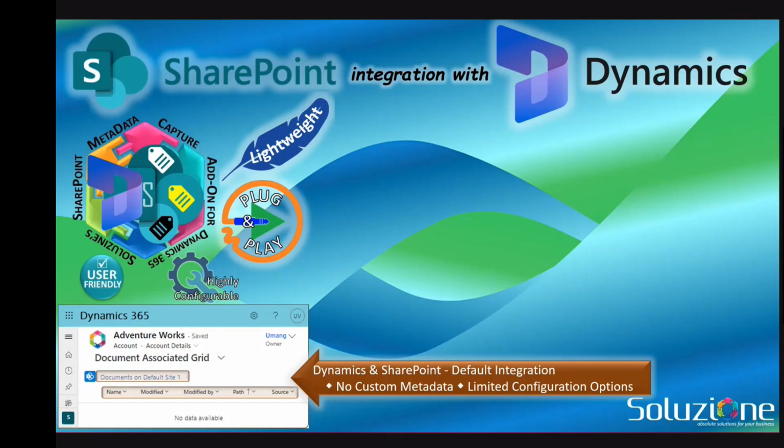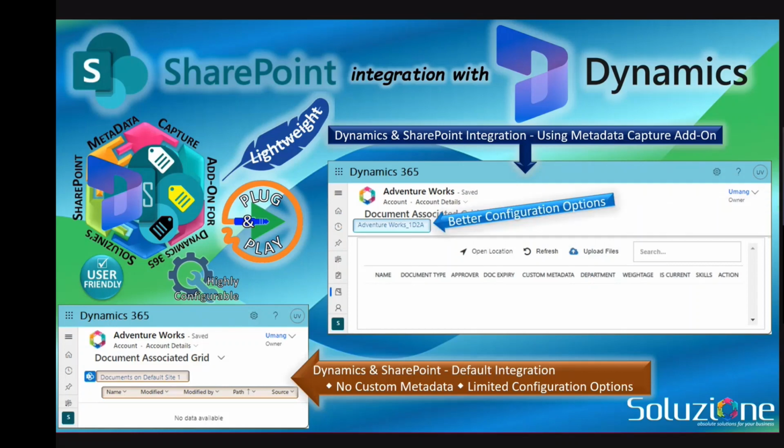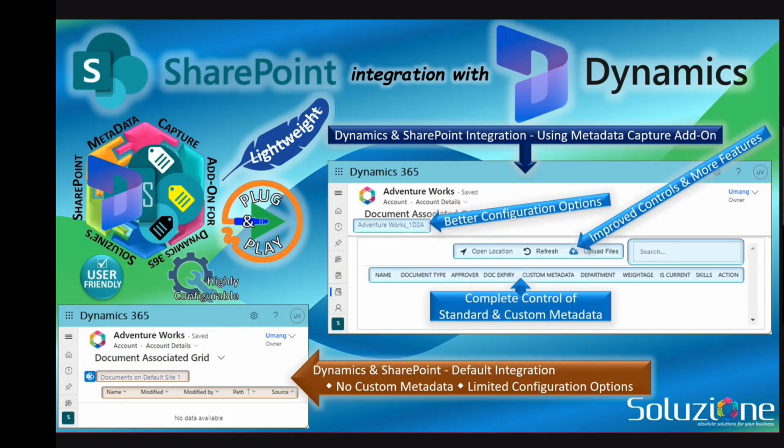There are so many good features I'm gonna talk about. Let's take a look at the typical default integration between Dynamics and SharePoint. You have a default site, and you will get this list of standard meta tags, as you can see on my screen. But if you take this add-on, you have a much more refined view and a much better level of control. You can see it on my screen.